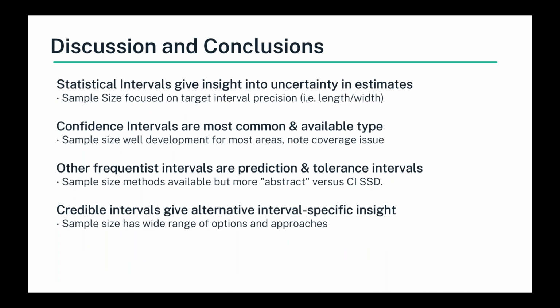So today we discussed how to use different types of statistical intervals to help give insight into the uncertainty of our estimates. We spent some time exploring confidence intervals as they're the most common type, but also looked at other frequentist intervals such as tolerance and prediction. And then finally, we switched to the Bayesian perspective and examined credible intervals as an alternative to the confidence interval.